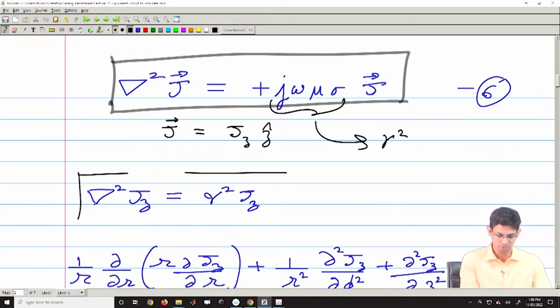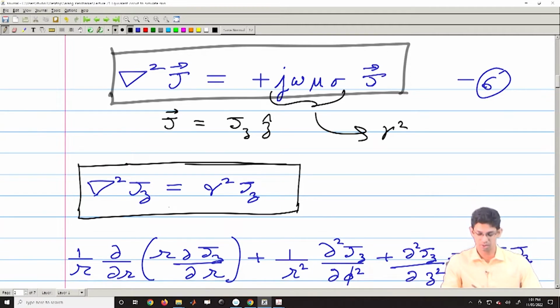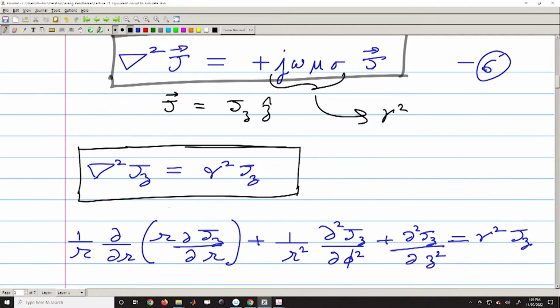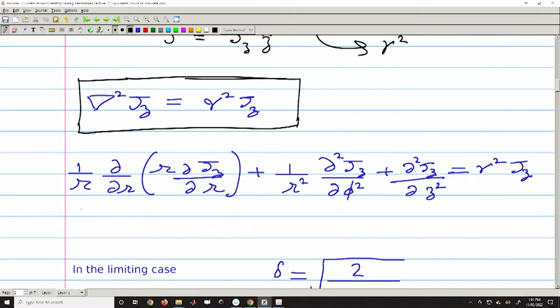So, in the first lecture on skin effect, we were essentially solving this equation in the Cartesian coordinates for an oversimplified case of a half space of conductor. In this scenario, there is a cylindrical symmetry. So, we will be solving this equation in the cylindrical coordinates. So, in the cylindrical coordinates, this will be your equation.